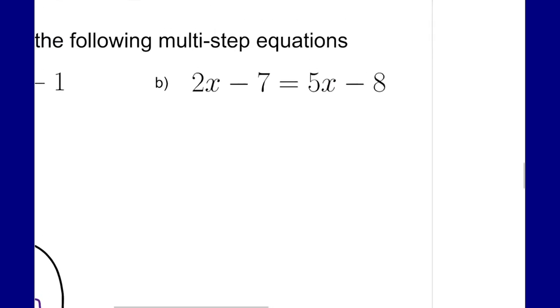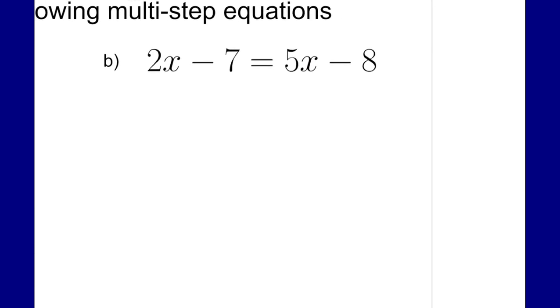For B, 2x minus 7 equals 5x minus 8. Again, I have variables on both sides. Highlight them just so we can see the variables on both sides. I want to cancel one of them out on one of the sides to get the variables on one side only. Again, like I said, I'm going to cancel out the smaller term first. So I'm going to get rid of 2x. I'm going to minus 2x. That will cancel out on the one side. Keep it balanced by doing it to the other side.